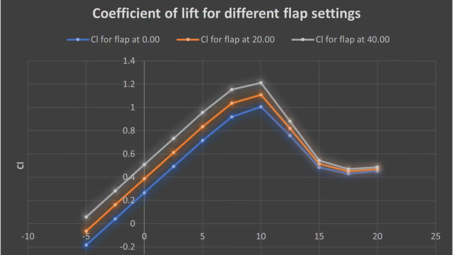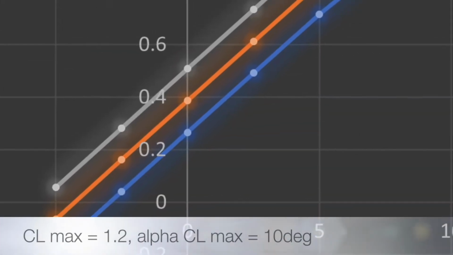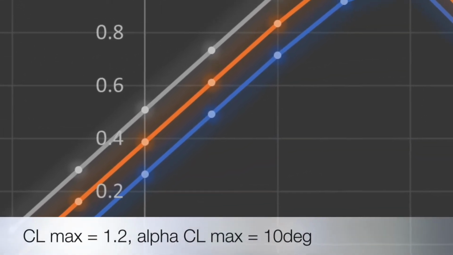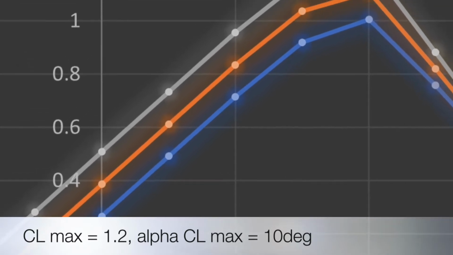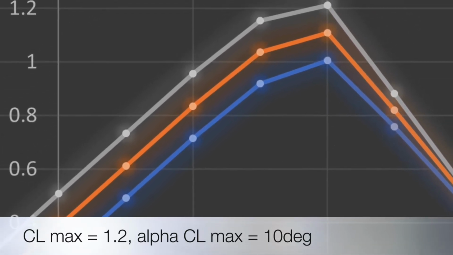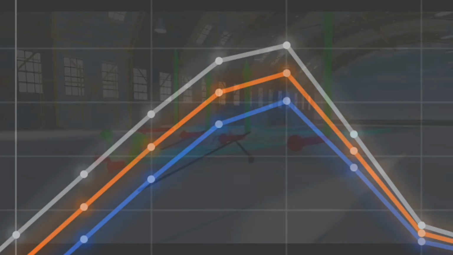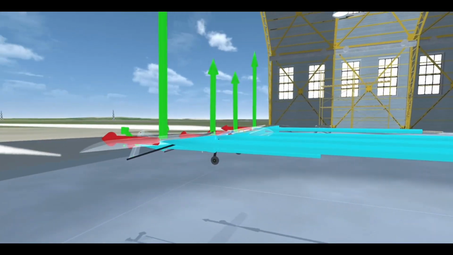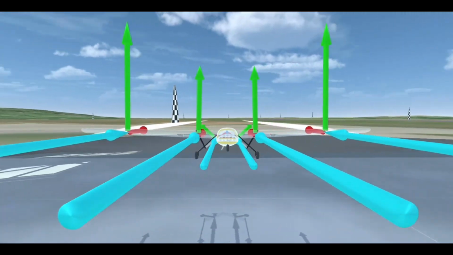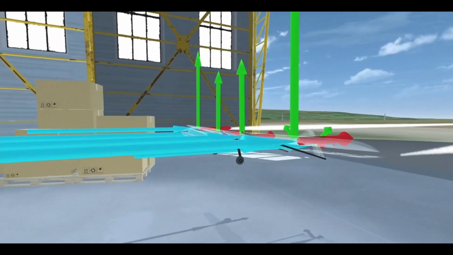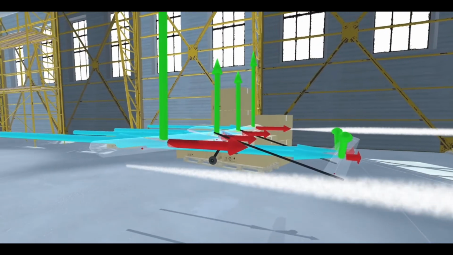Here the coefficient of lift against angle of attack is shown for different flap settings. If you apply more flap input, lift coefficient increases. The maximum lift coefficient is 1.2 and occurs at an angle of attack of 10 degrees for the given aircraft configuration, with a flap deflection of 40 degrees. This is slightly below the manufacturer's quoted value of 1.4.